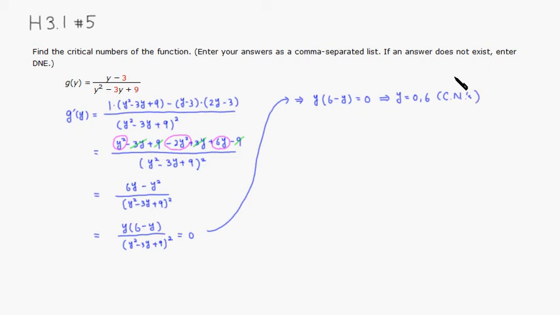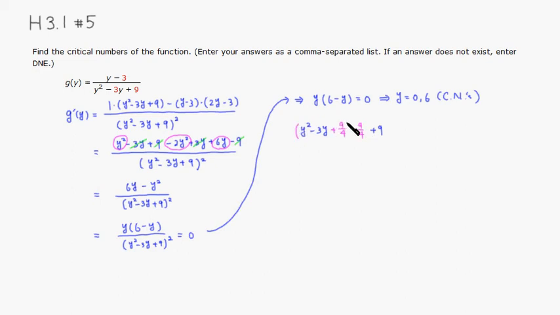Then we have to think about whether this derivative is undefined somewhere. This denominator actually is never zero. If you look at y squared minus 3y, and I'm going to put the plus 9 here, I'm going to complete the square to show you that this is never negative. Half of the middle number is 3/2, squared gives plus 9/4, minus 9/4.